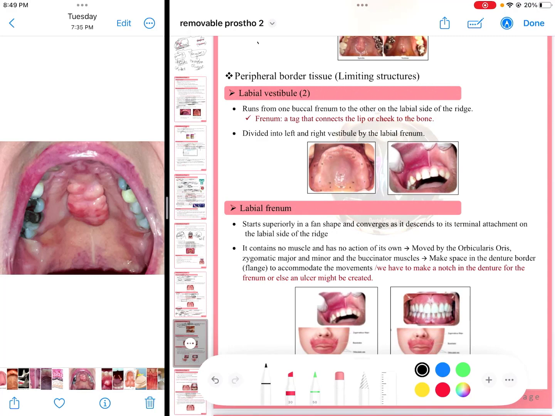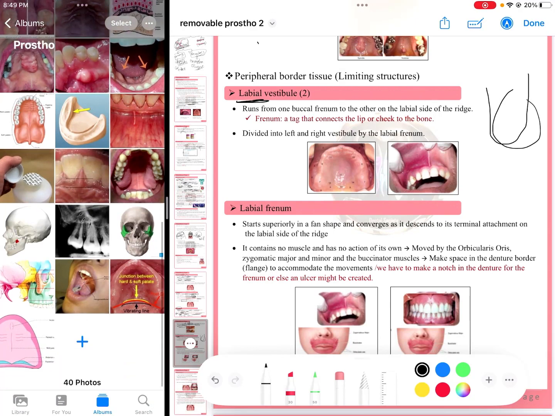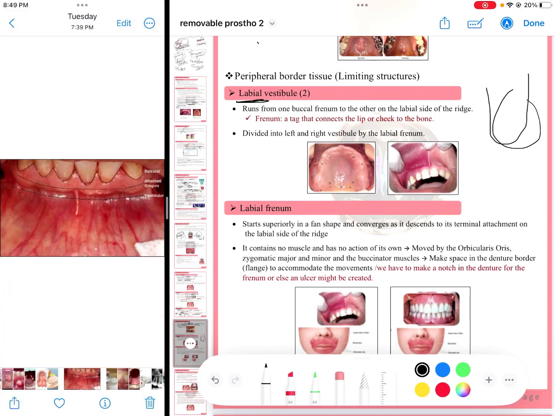Do you know what the vestibule means? The vestibule is like the pockets of our mouth. If you place your finger between your teeth and gingiva, or between your lips, or between your cheek, you will find that there is like a pocket, right? This pocket is called the vestibule. So we have the labial vestibule and the buccal vestibule. We have two vestibules, and we mentioned here the meaning of vestibule.